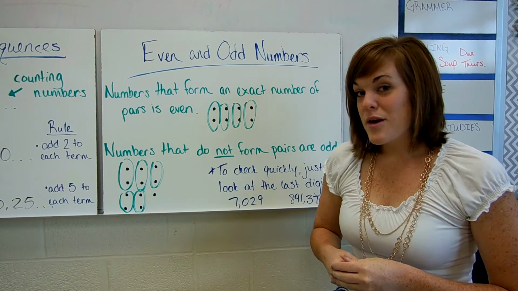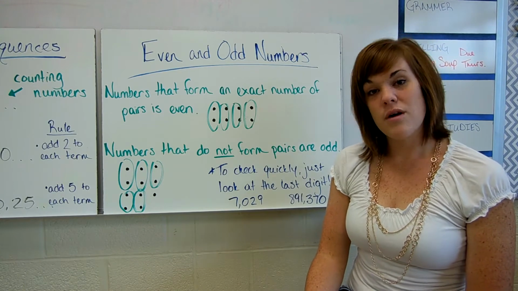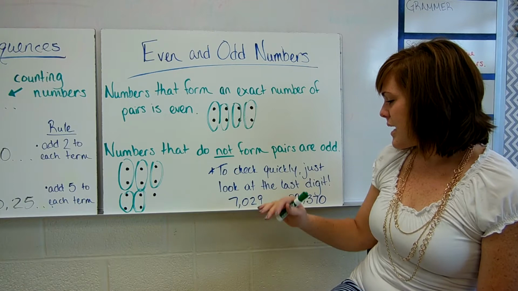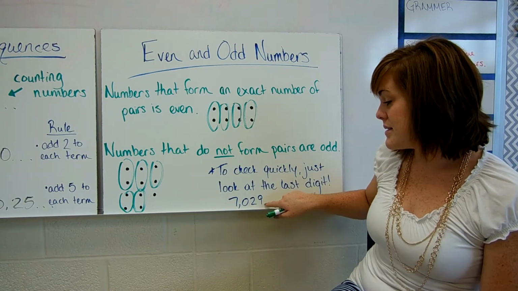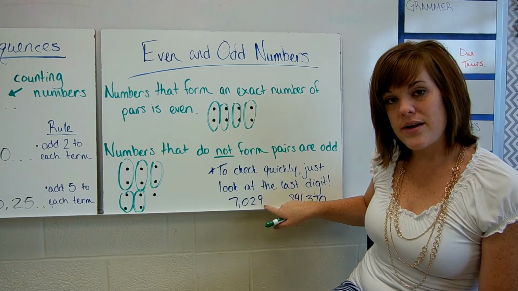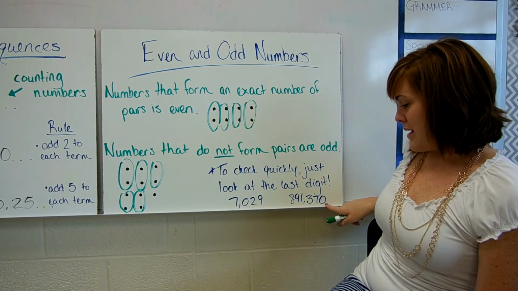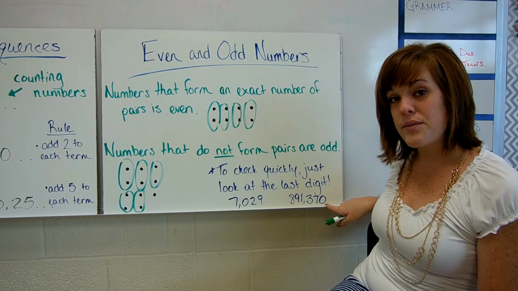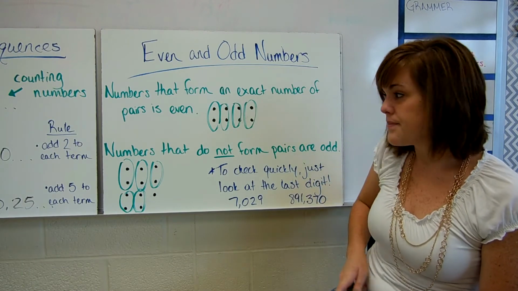Now, when you're thinking of bigger numbers, you don't want to be pairing them off to find out if they're even or odd. So to check quickly, just look at the last digit. 7,029 ends in a 9. 9 is odd, so this whole number is odd. 891,370 ends in a 0, which is even, so this whole number is even.